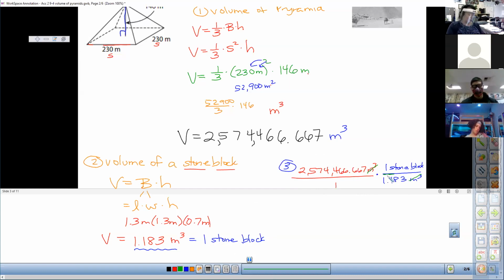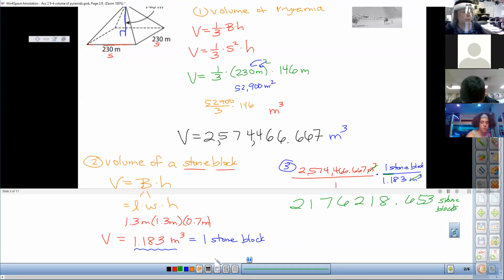If you have to type this into your calculator again, make sure you keep an eye on the screen. That's a lot of numbers to type in. Like mine, I just typed it wrong. So 2,574,466.667. Divide that by 1.183. All right. So now what my calculator is giving me is 2,176,218.653. And now I know this is stone blocks.